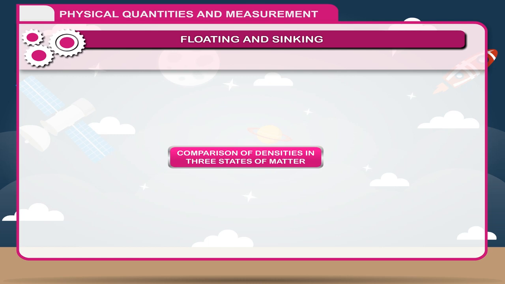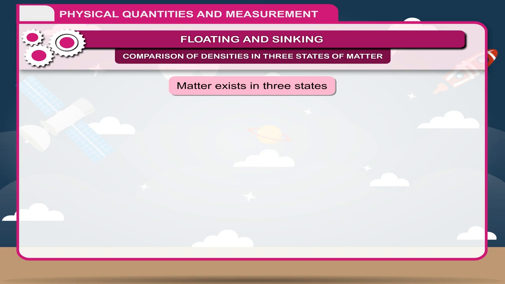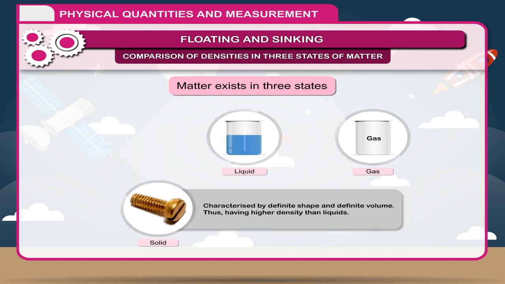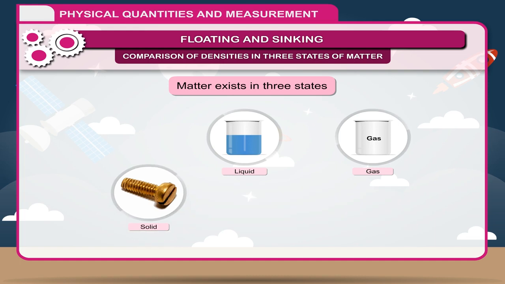Comparison of densities in 3 states of matter. Matter exists in 3 states, that is, solids, liquids, and gases. Each state has its own special characteristics. 1. Solid state, characterized by definite shape and definite volume, thus having higher density than liquids.